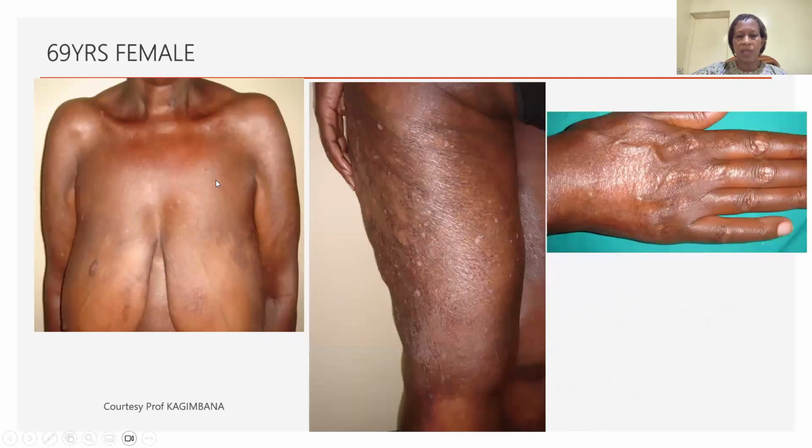Similar condition in a different patient of 69 years old with infiltration and dilation of the upper part of the trunk. Arms were difficult to mobilize. As you can see, the proximal muscle looks atrophied. The thighs were also affected with induration and some calcinosis cases.